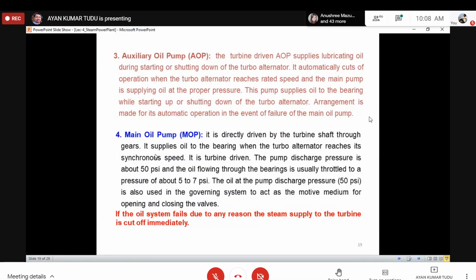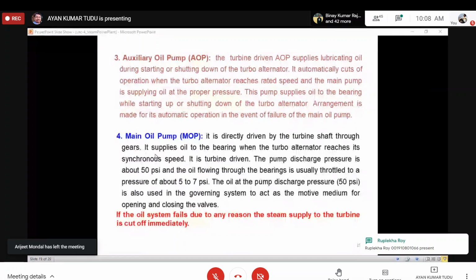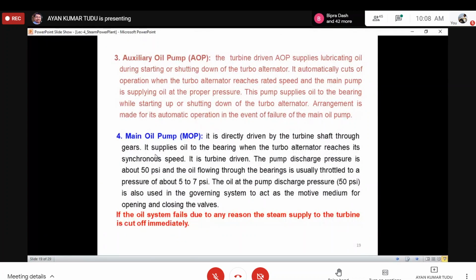So the pump discharge pressure is around 50 psi, and the oil flowing through the bearings is throttled to a pressure of about 5 to 7 psi. And the oil at the pump discharge pressure is also used in the governing system to act as the motive medium for opening and closing the valves. So what valves are we talking about here? Anybody? We are talking about the steam valves. Okay, we are opening and closing the steam valves.